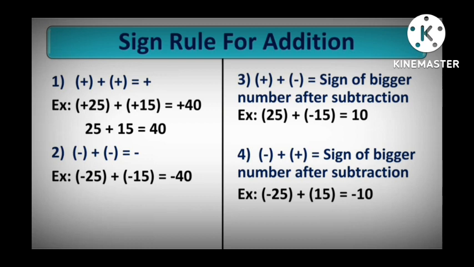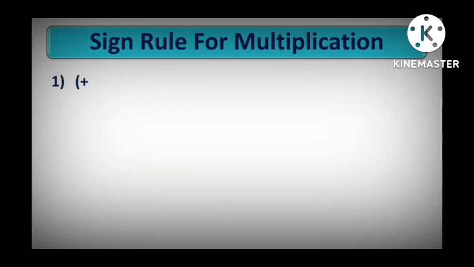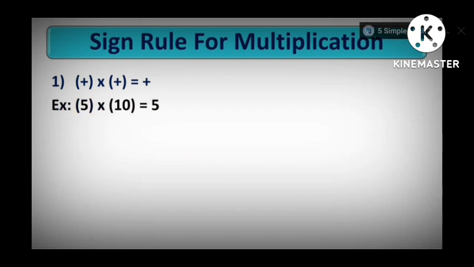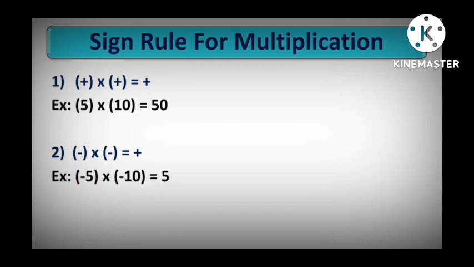Now let's see sign rule for multiplication. First rule is when two positive numbers are multiplied, we get a positive number. For example, 5 multiplied by 10 equals 50. When two negative numbers are multiplied, we get a positive number. For example, minus 5 multiplied by minus 10 equals plus 50.